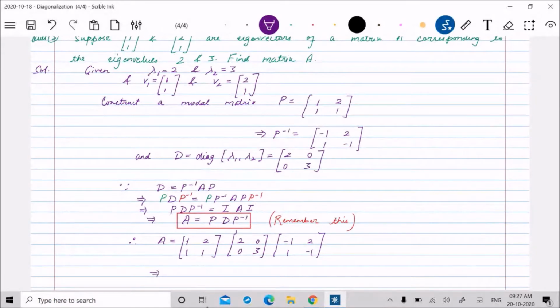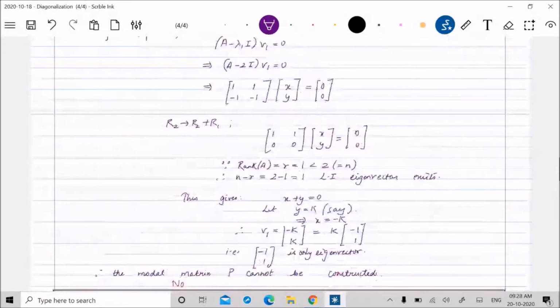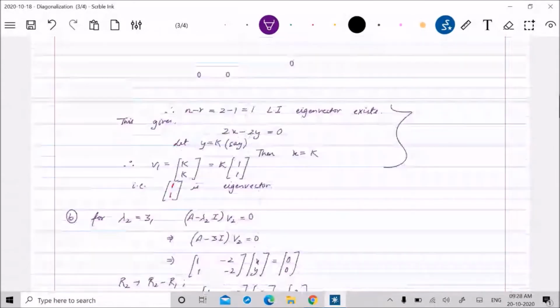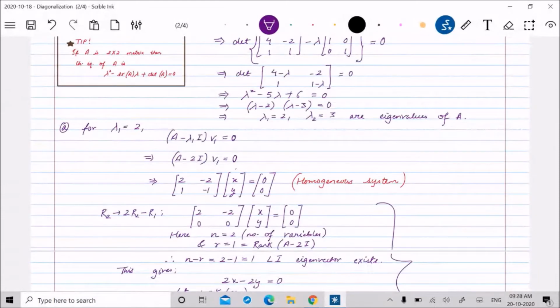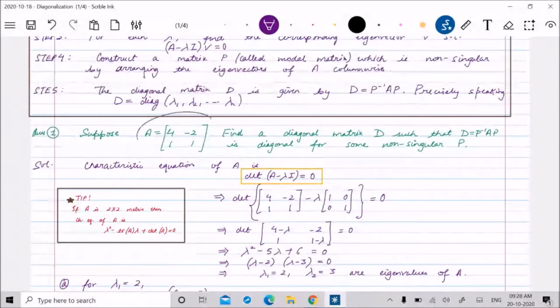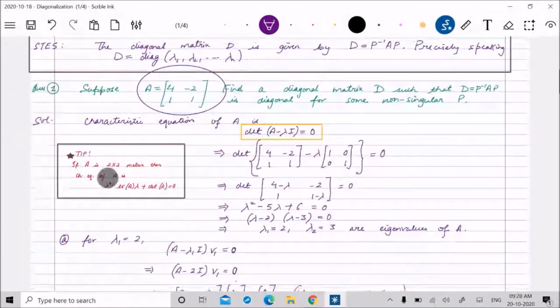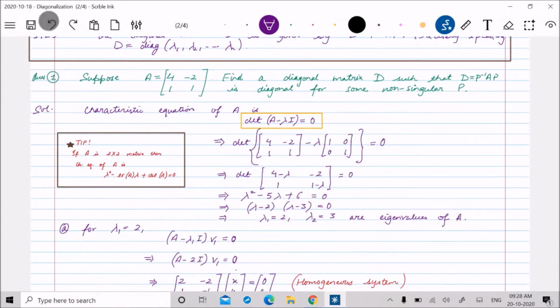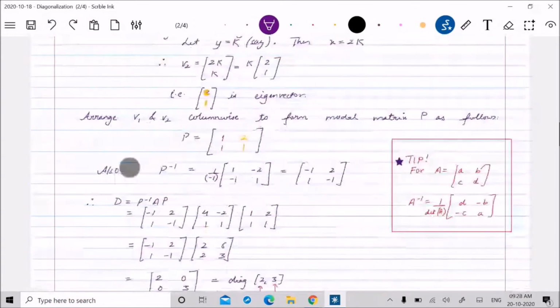I'm writing directly the answer because I know the answer. What is the answer? And how do I know the answer? Because I'm just doing the same question by modifying it again and again. I took this question. This was the matrix which I was hiding from you all, and I gave you these eigenvalues, and I gave you these eigenvectors. So this is how I designed this question. So that's why I know that this will be the answer. This will be my answer, right? 4 minus 2, 1, 1.